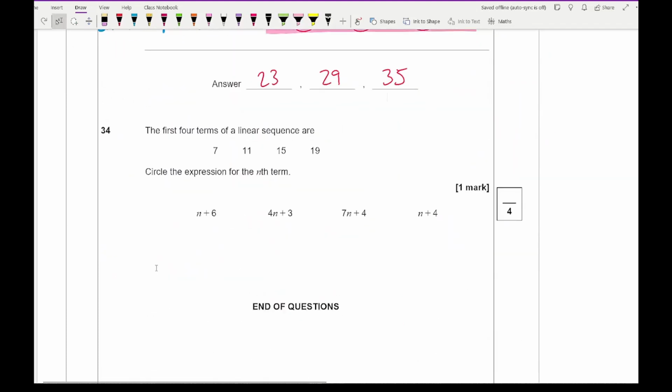Then moving on to our last question, it says the first 4 terms of a linear sequence are 7, 11, 15 and 19. Circle the expression for the nth term. Again, the difference between these numbers is plus 4. So we're going to end up with 4n in our formula. And what do you have to add to 4 to get our first term, which is 7? Add 3. So we're looking for 4n plus 3, which is our second option. And that concludes the end of this algebra audit on the foundation syllabus.